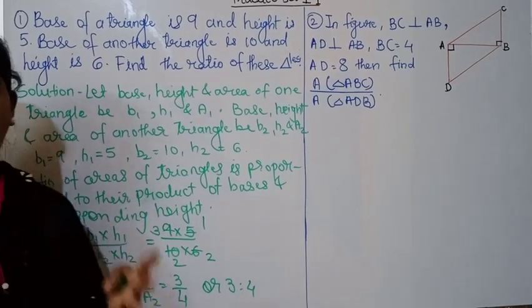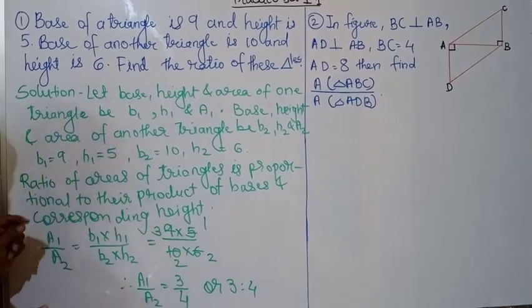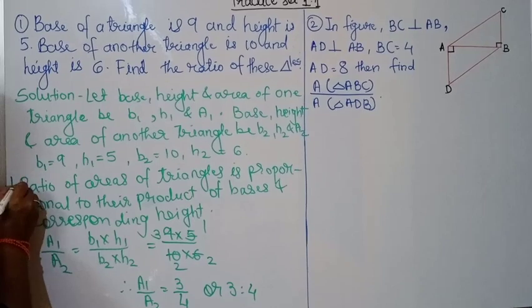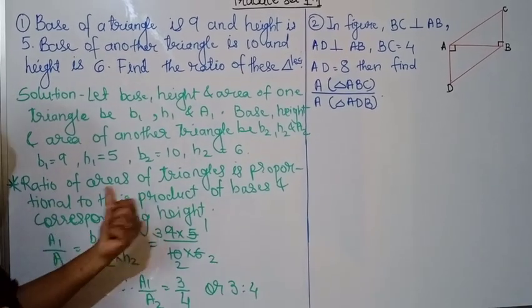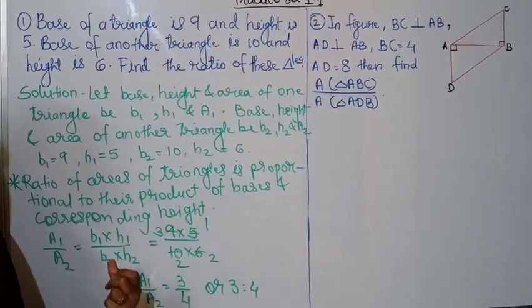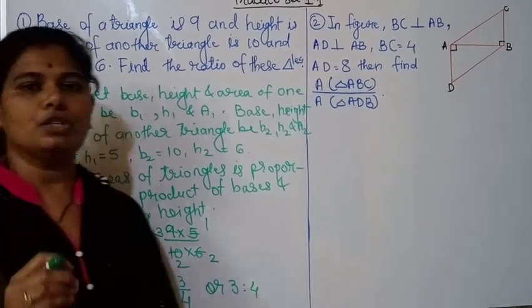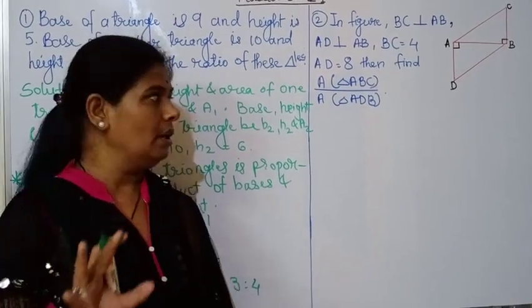The calculations are not too much, but the statement which is there, that is, the ratio of areas of two triangles is proportional to the product of their bases and their heights. This statement is very important, which you have to learn thoroughly.